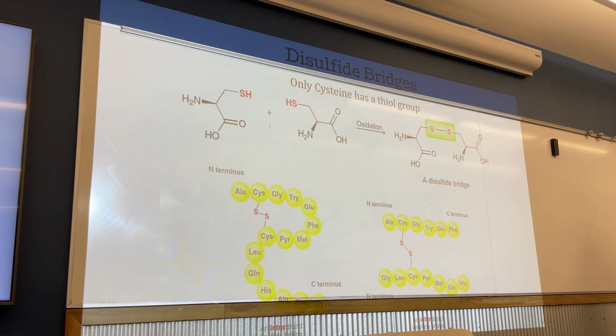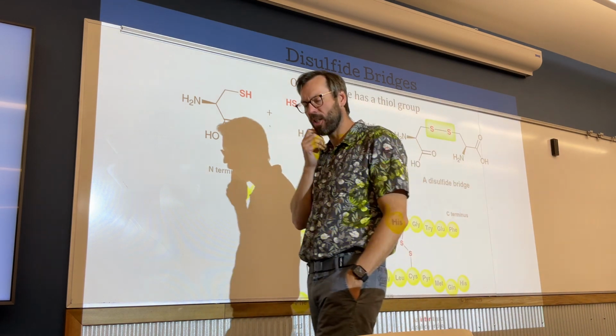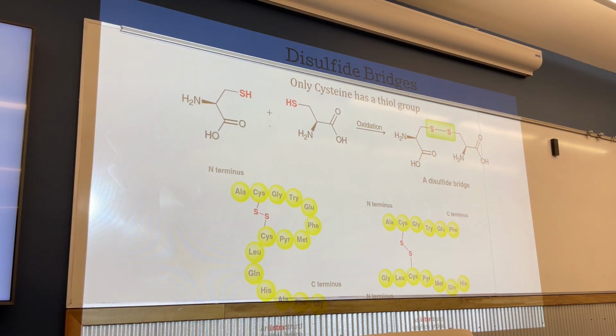Disulfide bridges. So, anything that has a cysteine is going to have a sulfur, right? And if there are two sulfurs, they are going to form a disulfide bridge. And this is going to be really important for the 3D structure of the protein. Hydrophobicity and hydrophilicity guide the shape of a protein. Hydrogen bonding guides the shape of the protein. Disulfide bridges guide the shape of the protein.